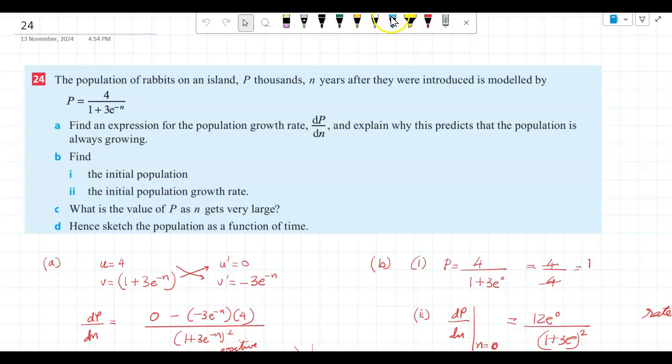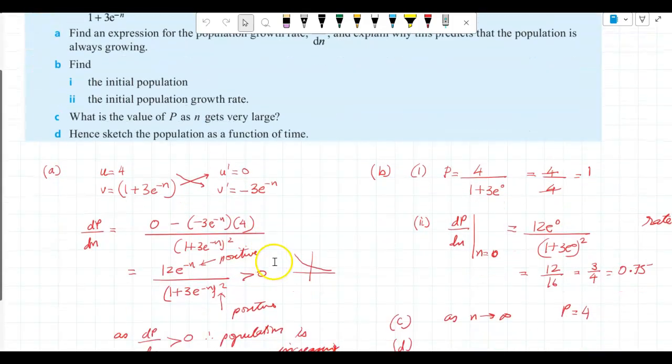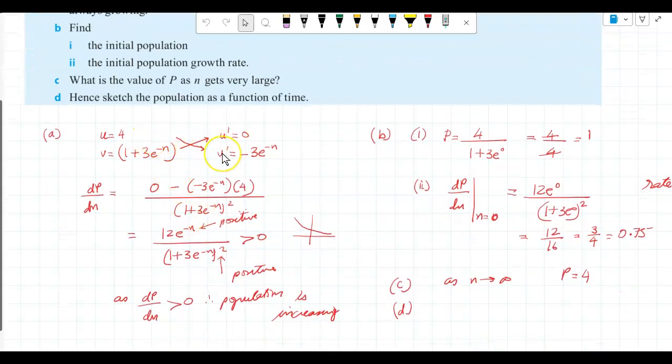Now this is a very simple sum in which you have to find dP by dn. So you apply, as you correctly did, the quotient rule. Okay, so derivative of 4 is 0, derivative of v, the denominator, and you apply the chain rule. So derivative of 1 is 0, derivative of 3 is 3 itself, because it's a multiple, you leave it as 3. e raised to minus n is minus e raised to minus n into minus 1. Chain rule, because derivative of minus n is minus 1. And then you apply v into u dash minus u into v dash divided by v square.